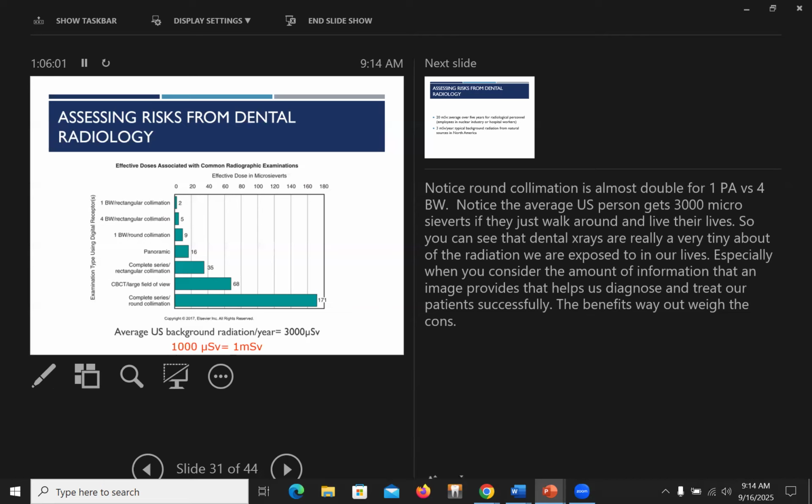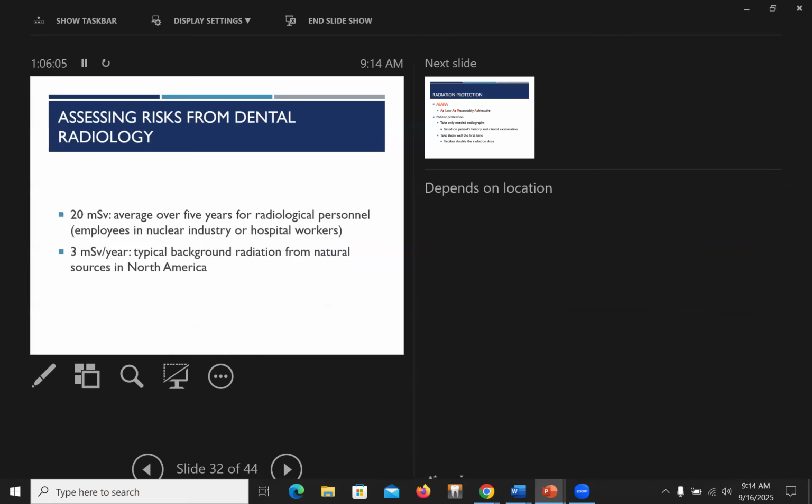You have just more room for error, which is true. I do believe that's true. I don't think they're making it up, but you can be trained out of it. I think you could be trained into a good picture with a rectangle.